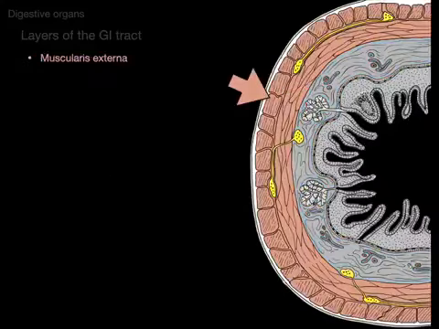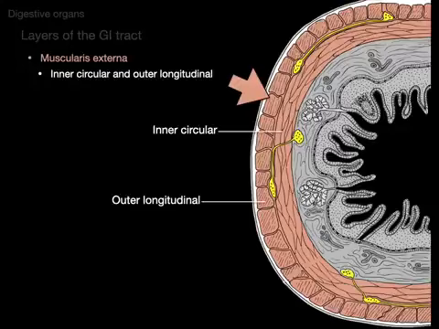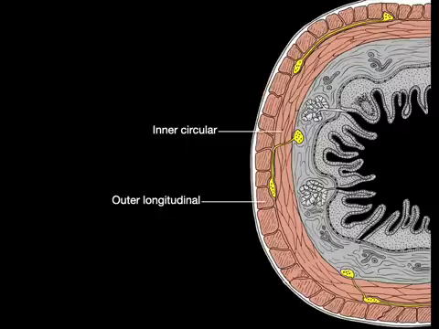Next is the muscularis externa. The muscularis externa consists of an inner circular and outer longitudinal layer of smooth muscle. Inner circular, outer longitudinal, that go in opposite direction. Contraction of the inner circular and outer longitudinal layer of smooth muscle is what causes segmentation, the breaking down of the bolus into smaller chunks, and peristalsis, that movement of food through the GI tract.